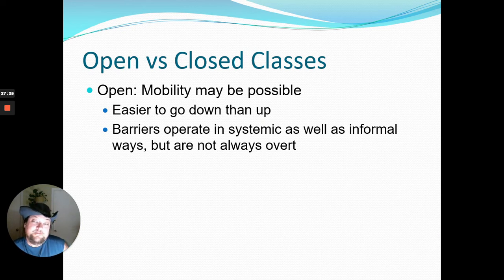So, the thing is, though, there's a section in the textbook on social classes in Canada, and they talk about this idea that a lot of people like to have this utopian vision of Canada where it's an open society, we don't even have classes here, everybody's equal before the law, but actually barriers do operate in systemic as well as informal ways. They're not always overt, right?